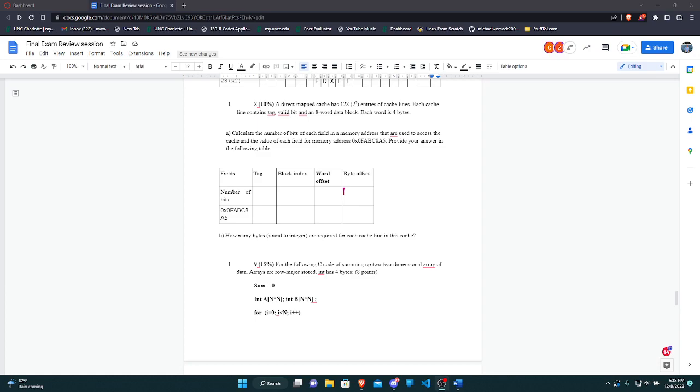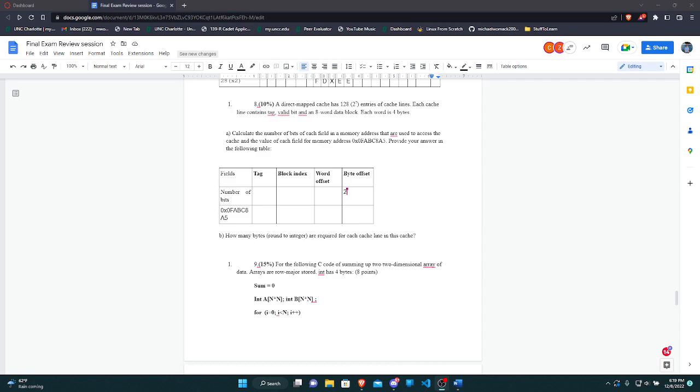I have to start with the byte offset. So it says right here that each word is 4 bytes, right? Another way to say that is 2 to the whatever power equals 4, which equals 2. So before I go on, does anybody have any questions about this? Because it's really important before moving on to finding anything else. I didn't get that part at all. If you could go over it.